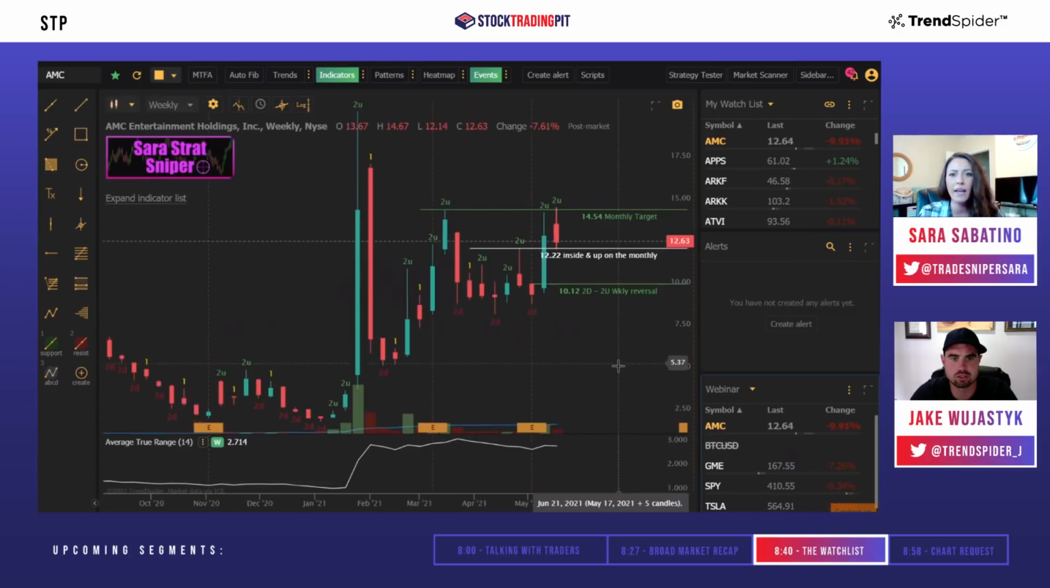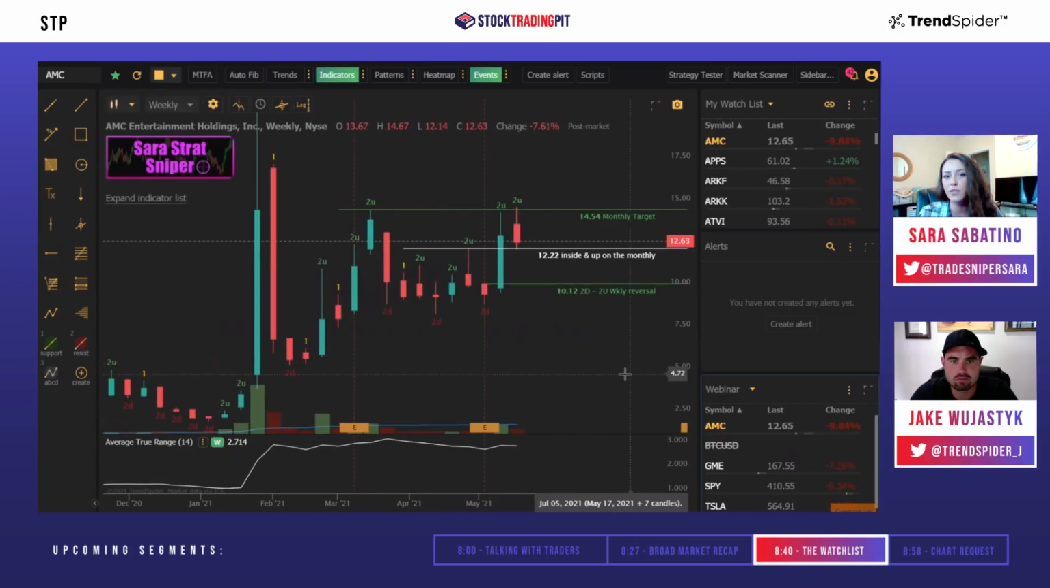Also, I think it had an early weekly entry. The early entry on the week was this 2 down, and then when we broke, we opened up the next week and we went 2 up. So the early entry was 10.12 for the weekly, and then we triggered the monthly at 12.22, and the target we hit at 14.54.